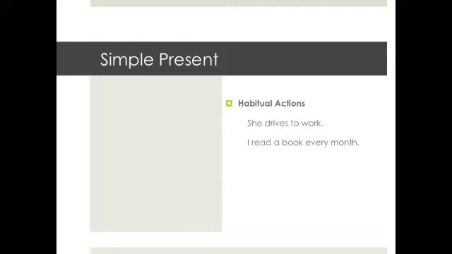Okay, my first example is, she drives to work. She drives to work. Notice I included the S at the end of the word drive. She drives to work. So it's something that happens regularly. Alright, my next example. I read a book every month. It's an action that takes place every month. I read a book every month, and that will always be simple present.